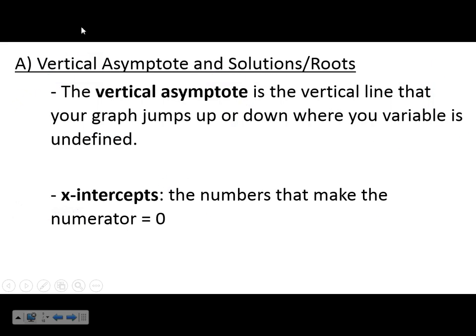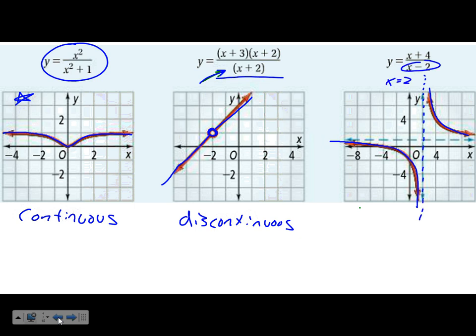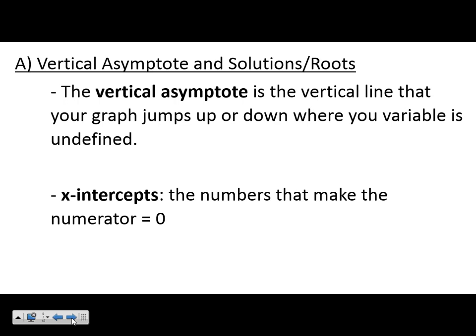Right now is that second. So vertical asymptotes and solutions / roots. A vertical asymptote is a vertical line that your graph jumps up or down where your variable is undefined. So for that last one we just talked about, this is an example of one with a vertical asymptote. This comes over here, and then all of a sudden it jumps up here, and it does that right here where the line is at 2, and that's because it's undefined right there. So that is a vertical asymptote. That's that jump in the middle. And it's always where it's undefined. You are going to start labeling it with a little dotted line.